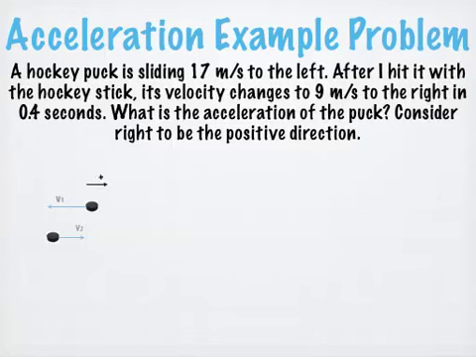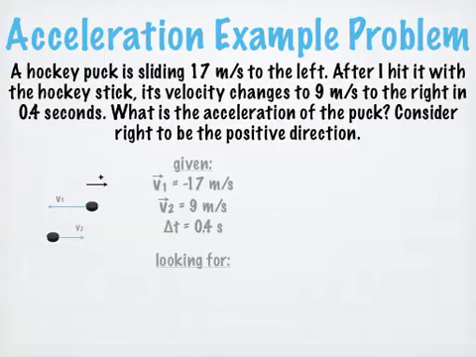Now, what information are we given? Our initial velocity, v1, has a magnitude of 17 meters per second. The positive direction is to the right, and our initial velocity vector is pointed to the left, so our initial velocity vector has a negative value, negative 17 meters per second. Our final velocity vector, v2, is 9 meters per second, and it's in the positive direction. And the time interval for the hockey puck to change from its initial velocity to its final velocity is 0.4 seconds. Next, what are we looking for? The acceleration of the puck.